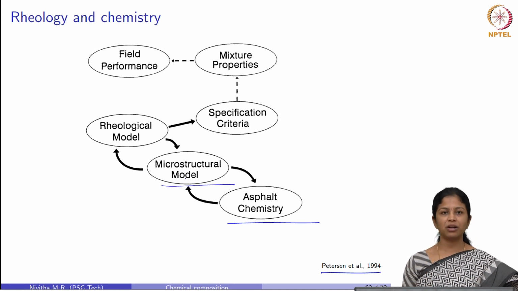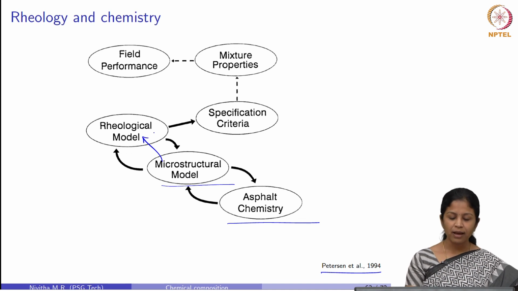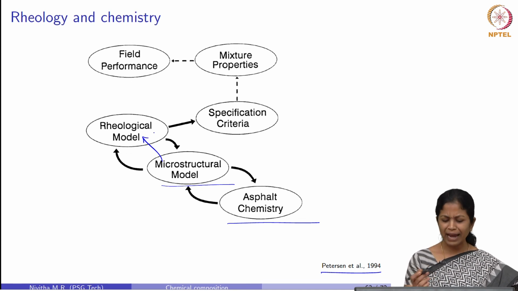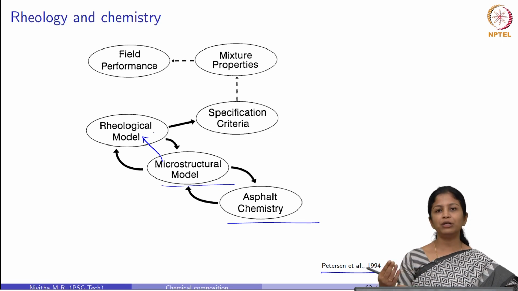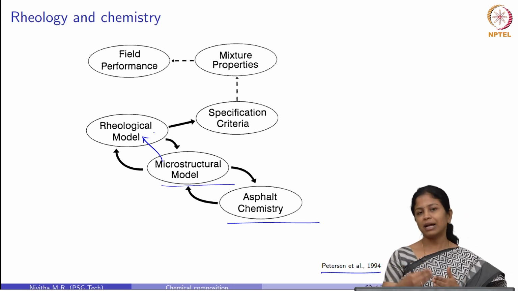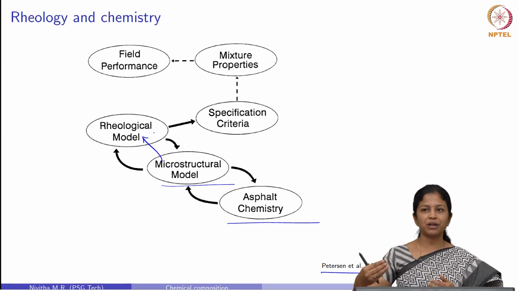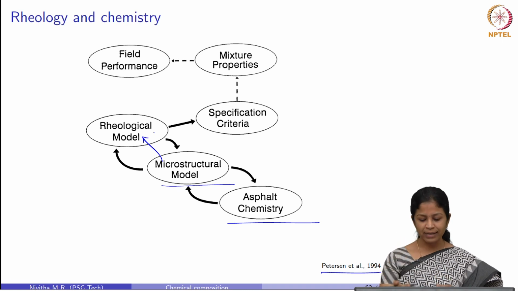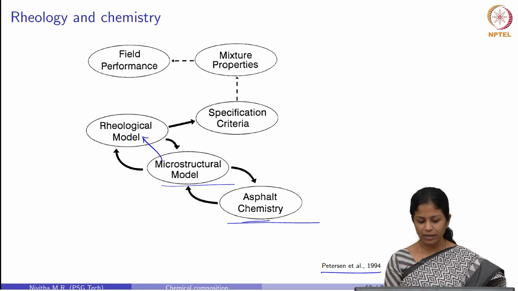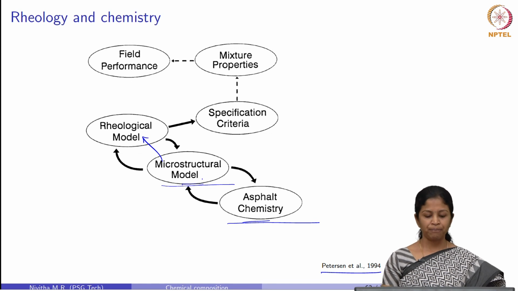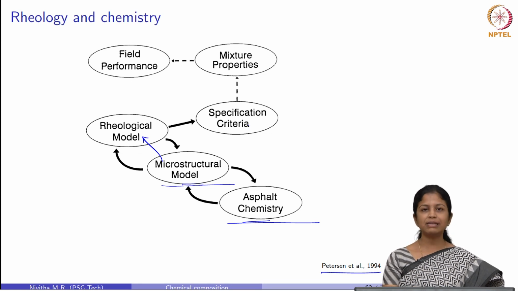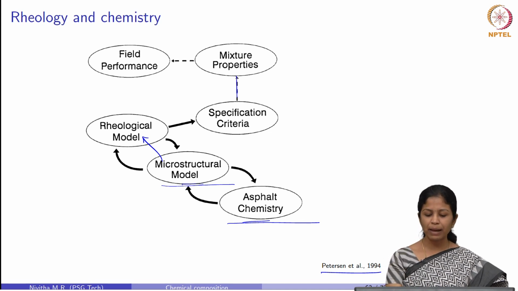Based on the microstructural model, we have to propose a rheological model. And from the rheological model, we will be able to arrive at specification criteria, because ultimately the binder is going to be used in the field, and whatever the specification requirement is, we will be able to tweak it depending upon the variability in asphalt chemistry and the microstructure. So, this rheological model will result in specification criteria, and using the specification criteria, we will be able to specify mixture properties, and from mixture properties the field performance.